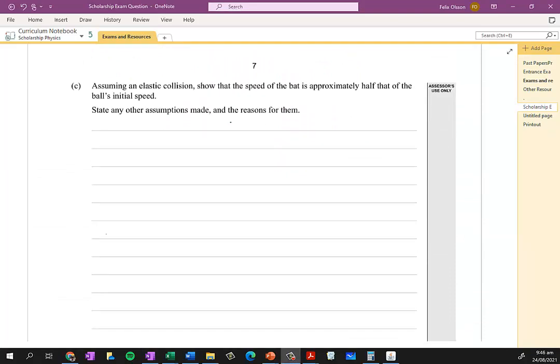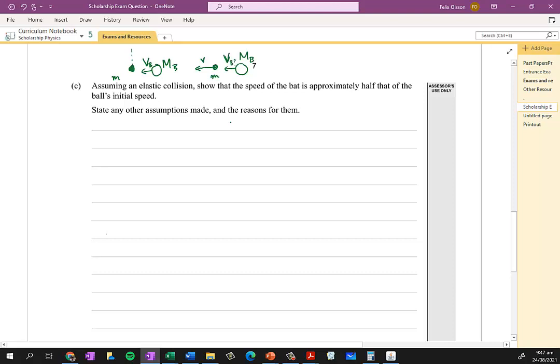Okay, so it says here, assuming an elastic collision, show that the speed of the bat is approximately half of the ball's initial speed. So we have a ball suspended from a string, and a bat approaching it with a speed v, which we'll call v bat, and we'll call the mass of the bat big M. After they collide, the little ball is moving that way with a high speed, we'll call that little v, and its mass little m. Meanwhile, the bat has slowed down slightly, so we'll call that big V bat final.